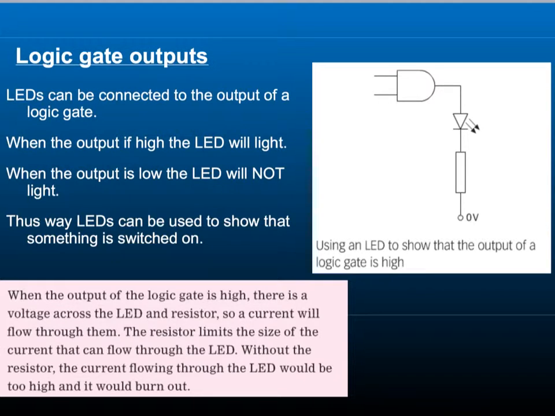When the output of the logic gate is high, there is a voltage across the LED and resistor, so a current will flow through them. The resistor limits the size of the current that can flow through the LED. Without the resistor, the current flowing through the LED would be too high and it would burn out.